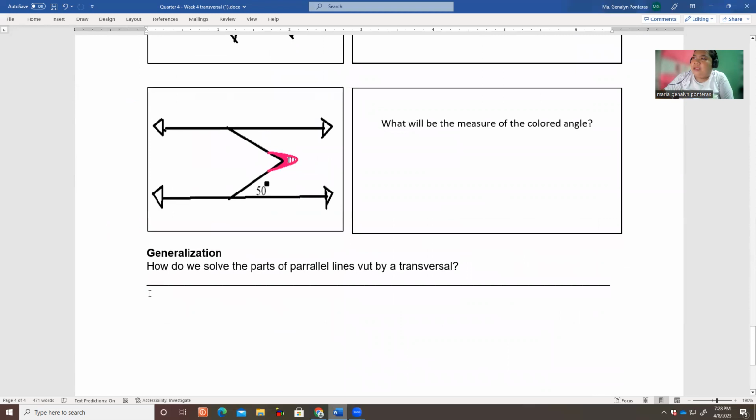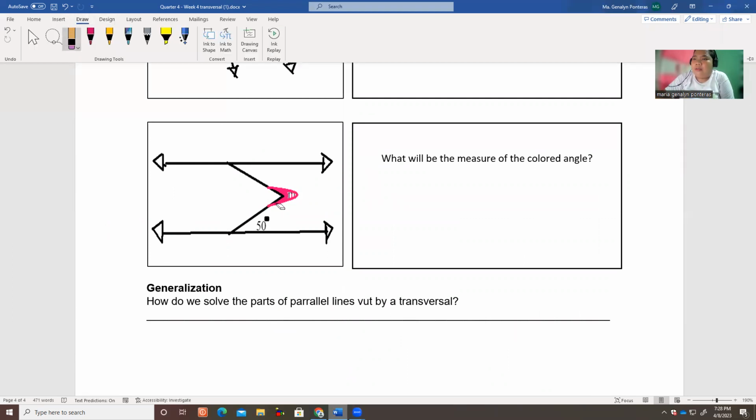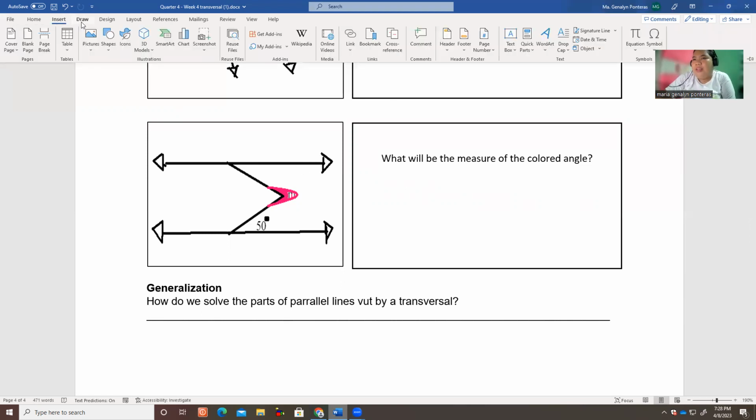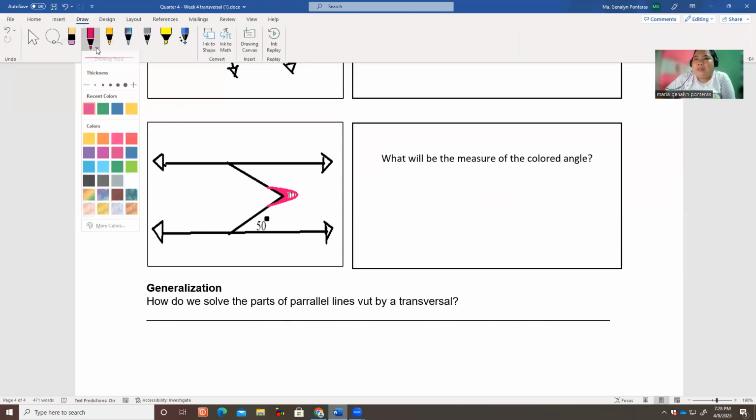This will be answerable by your students. How about this one? This question is quite interesting. If you have this kind of parallel lines, twisted, somehow the transversal is twisted, it is broken. How are we going to solve this?